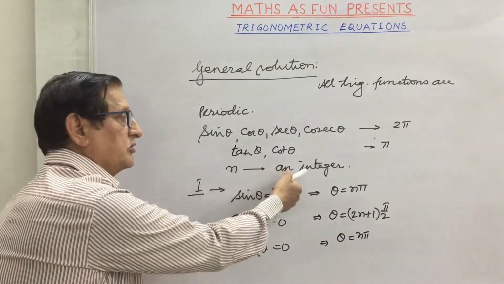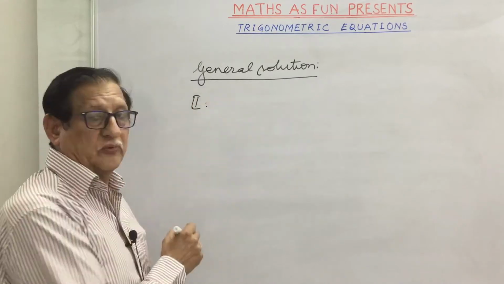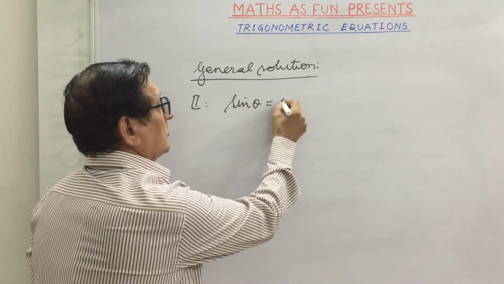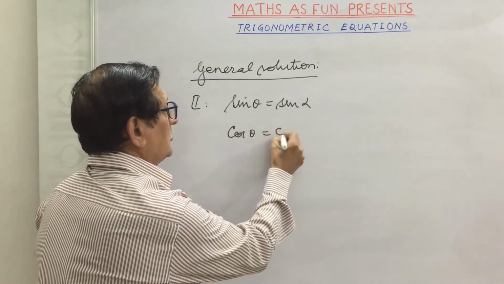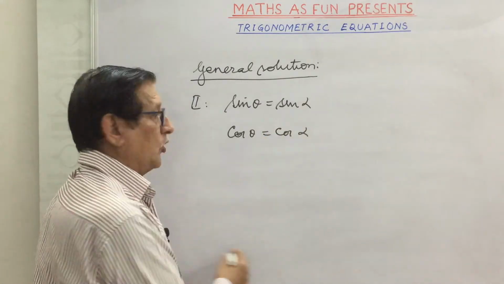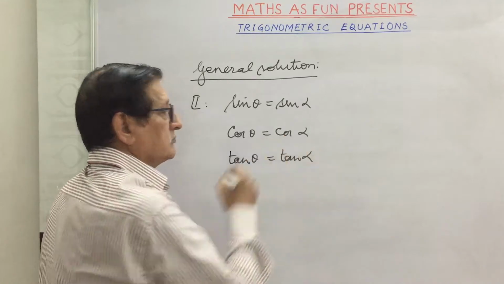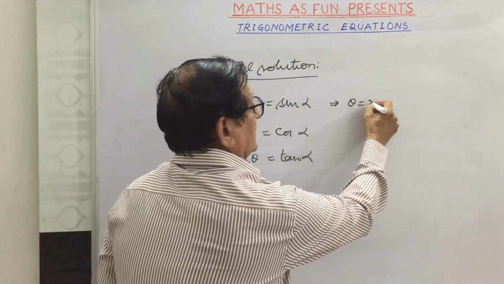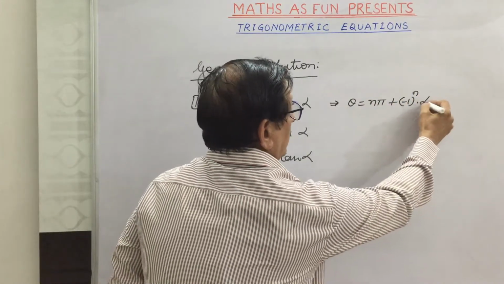The second category or second type of equations we can have, like it is sine theta equal to sine alpha or cos theta equal to cos alpha or tan theta equal to tan alpha. For sine theta equal to sine alpha, we can write theta is n pi plus minus 1 to the power n into alpha.